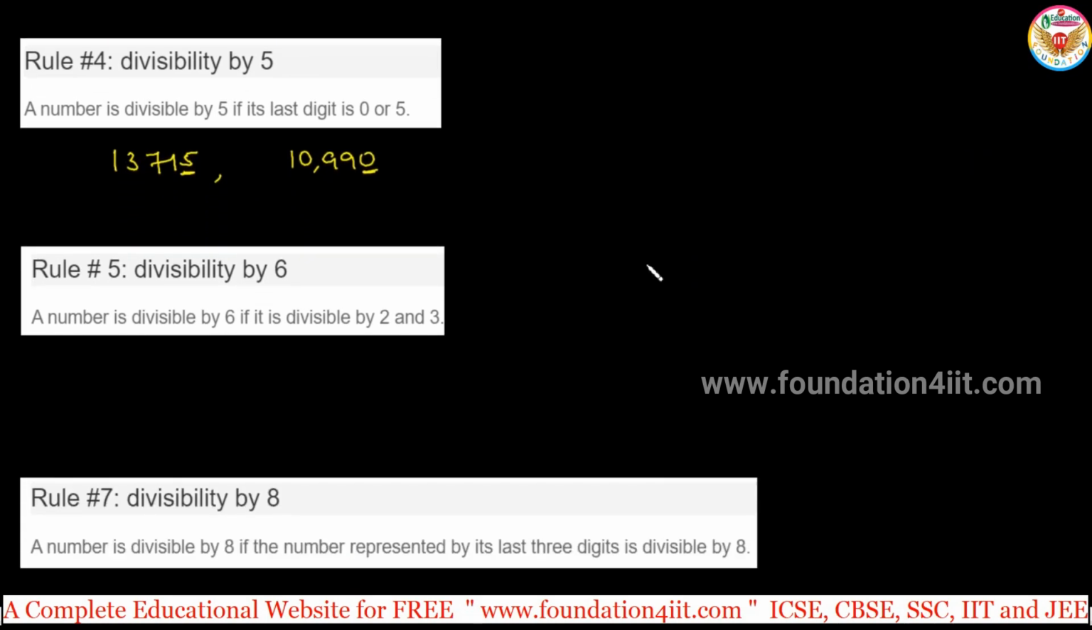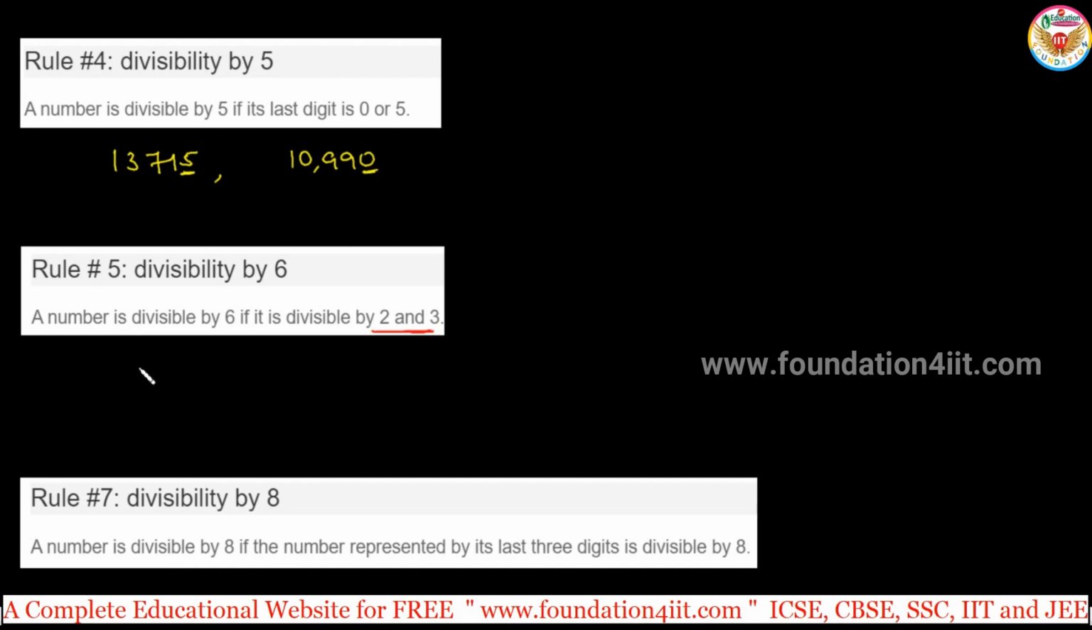Again, when is it divisible by 6? The rule for 6 is a number is divisible by 6 if it is divisible by both 2 and 3. The word "both" is there, so the number must be divisible by 2 and 3 also. Let us take an example, 24. According to the divisibility rule for 2, the units place must be even, here 4.